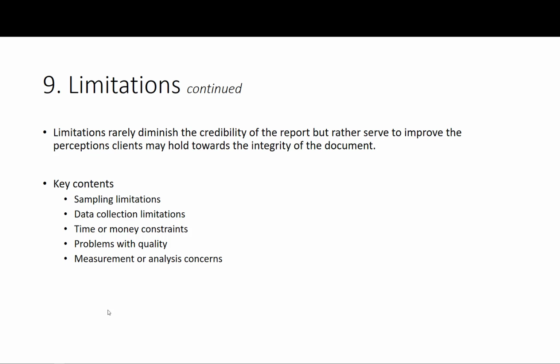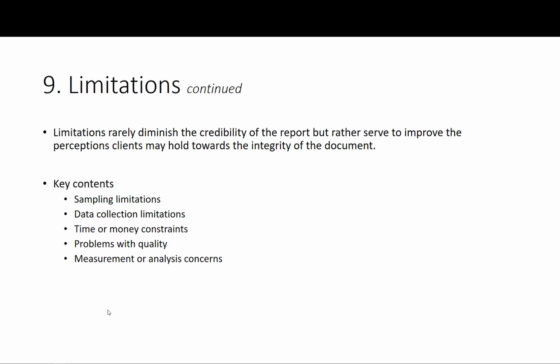Make sure your limitations are actual limitations based on what you did and not a misunderstanding of what the benefits or disadvantages of a particular method might be. So the key content areas here are sampling limitations. The fact that we don't have huge databases of potential customers or potential respondents means that most of our projects tend to be convenience or non-probabilistic in their sampling techniques. That's a limitation of our sampling approach based on the fact that we don't have the resources to do a probabilistic sampling approach.